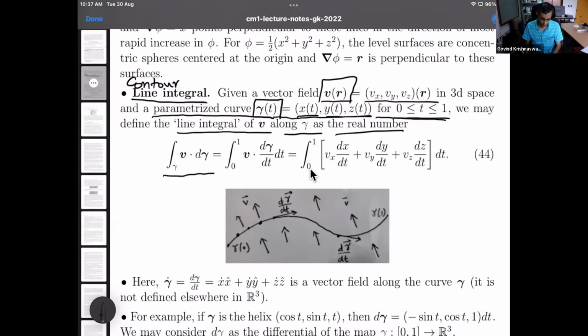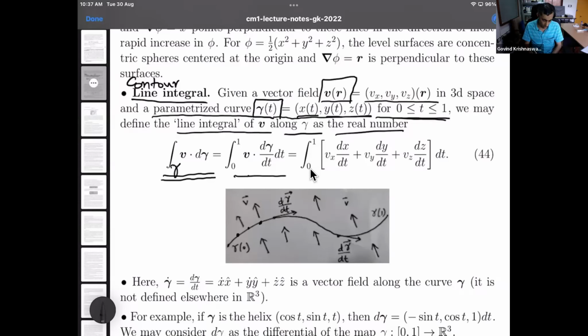Now from gamma, I can construct a vector. First of all, the symbol is V dot d gamma, integrated over gamma. So that is called the contour integral or line integral. Now, what is the definition? Let me write it in the next equality.